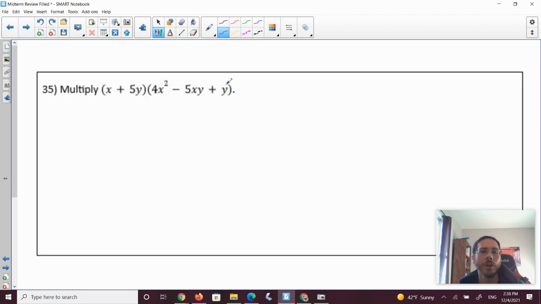For 35, we've got to multiply. No tricks here. We just have to kind of go the long way. So we're going to multiply the binomial times the trinomial. But we've seen this done with the double distributive property a couple times already in the review.